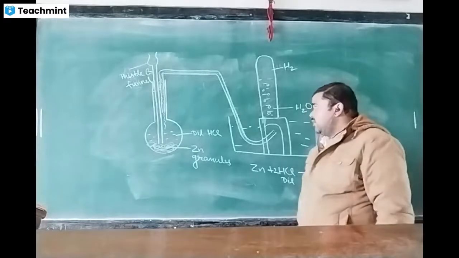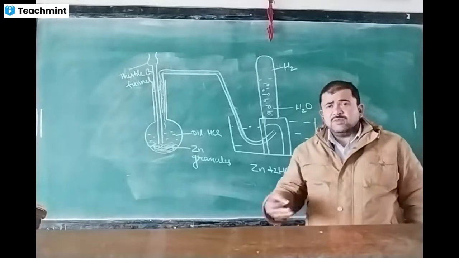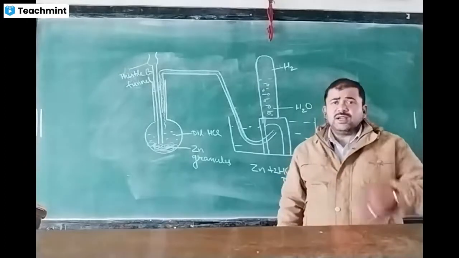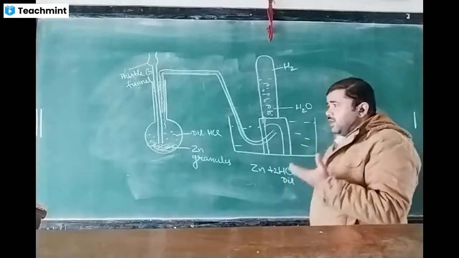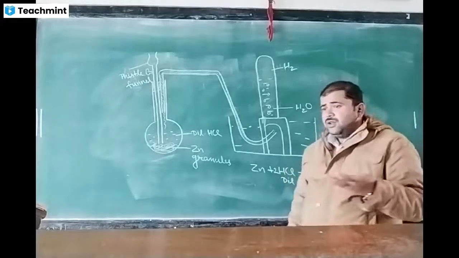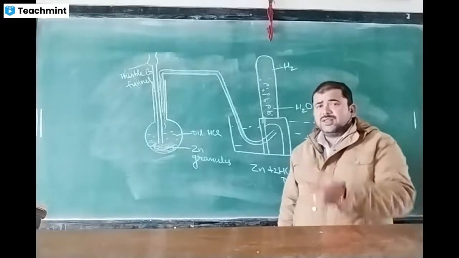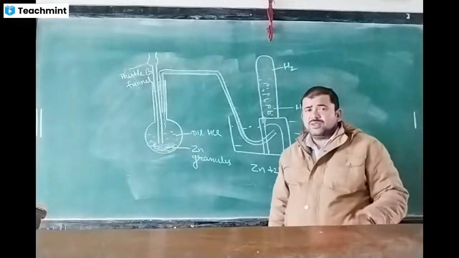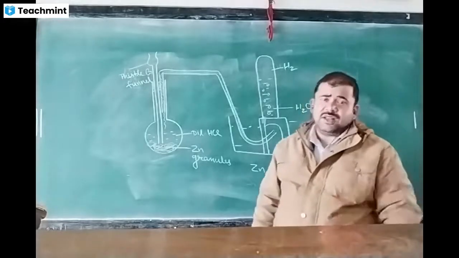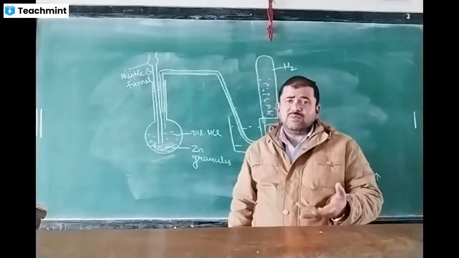And the second reason is that hydrogen makes an explosive mixture with air. Hydrogen reacts with the oxygen. If we collect the hydrogen by the downward displacement of air, hydrogen reacts with the oxygen, hydrogen reacts with the air. In this way, hydrogen makes an explosive mixture with air. Hydrogen is an inflammable gas, and this makes an explosive mixture with air.